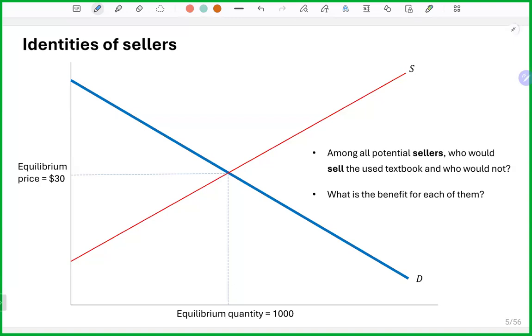Why? Because you receive $30, but your cost is only $20, right? So if you sell the book, you give up only $20, but you receive $30. So the difference between the market price and your cost is seller surplus, producer surplus.